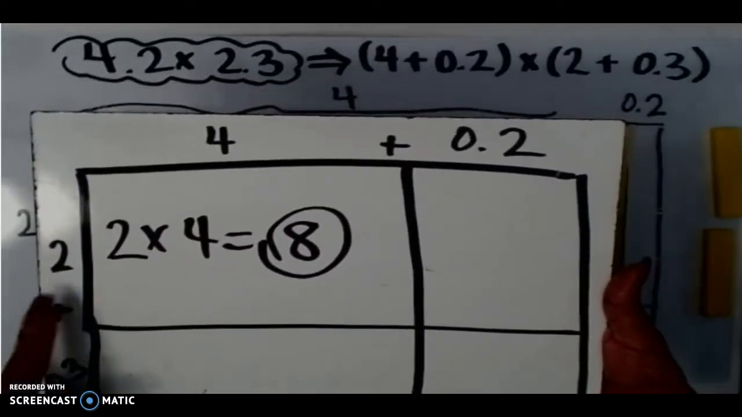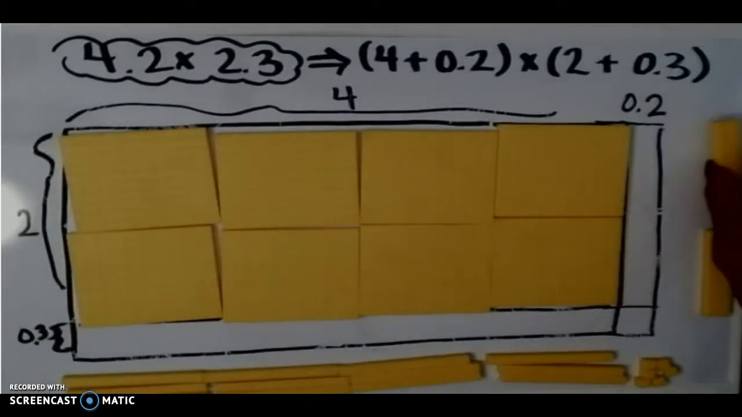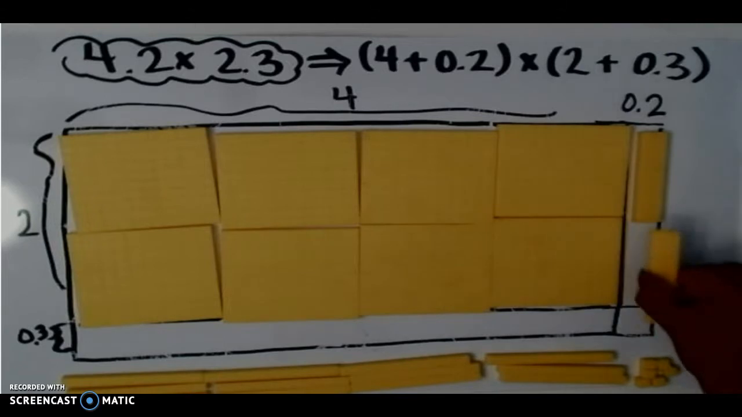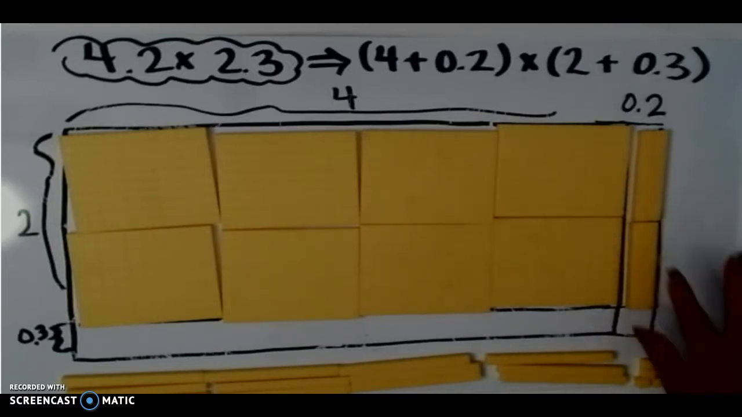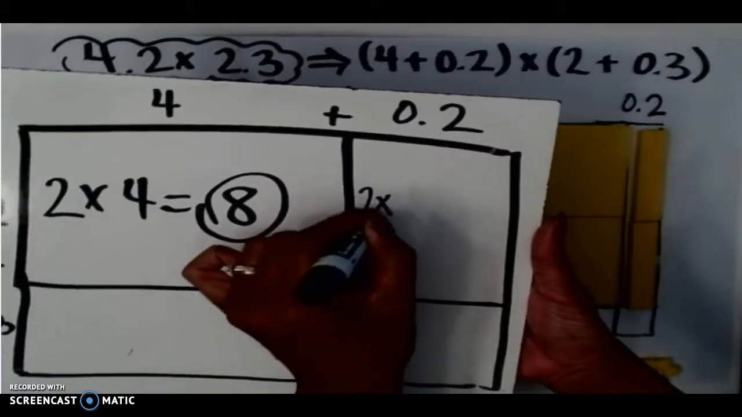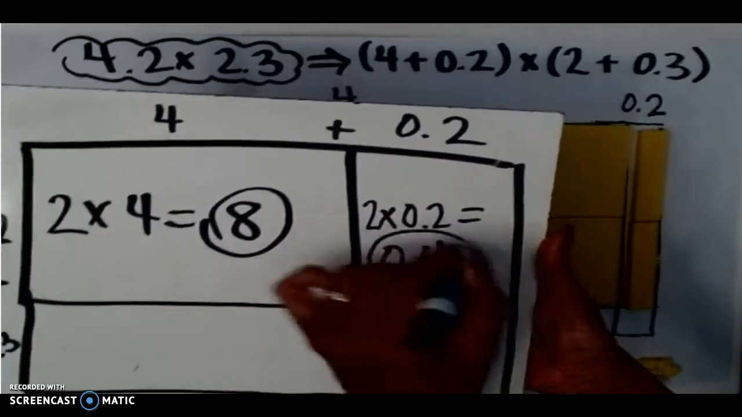Then if we need to show two groups of 2/10, so this is one group of 2/10 and two groups of 2/10. So two groups of 2/10 is 1, 2, 3, 4/10. So that is shown as 2 times 2/10 equals 4/10.